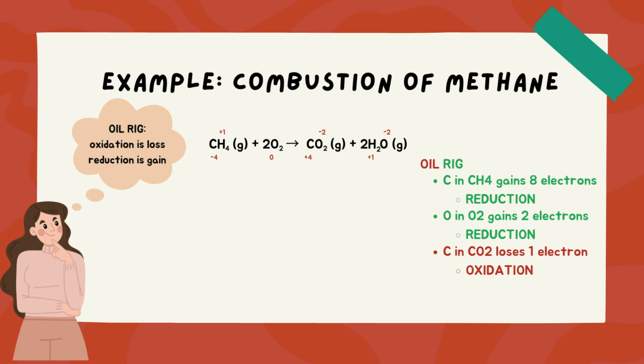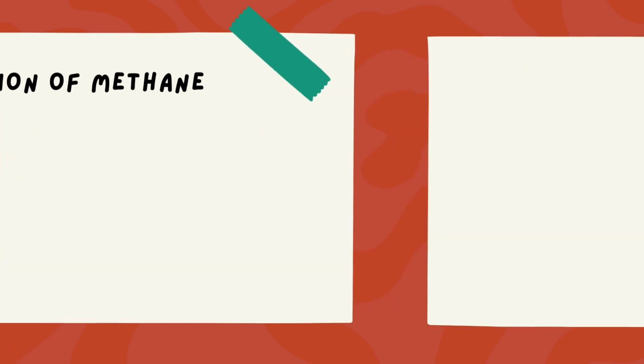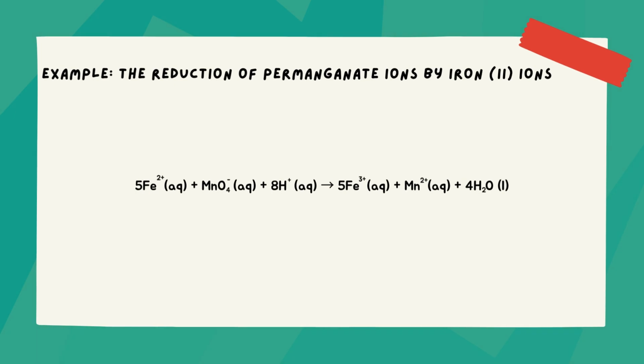And now looking at water, H goes from an oxidation state of +1 to an oxidation state of 0. This means that it lost one electron, and this is again an oxidation. Overall, we can see that methane is oxidized and oxygen is reduced. Therefore, we can say that the combustion of methane is shown to be a redox reaction. We saw that electrons were transferred between atoms and that there was both oxidation and reduction. Let's consider another example, the reduction of permanganate ions by iron +2 ions.